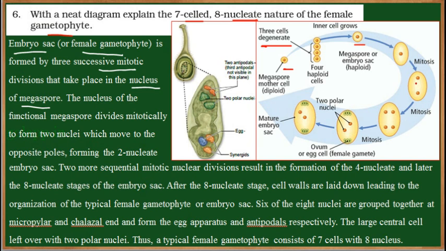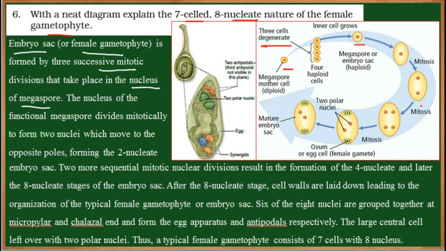So once it reaches the opposite end, the nuclei divide again, giving rise to 2 nuclei. So at each end there are 2 nuclei at opposite poles, forming the 2-nucleate embryo sac. 2 more sequential mitotic nuclear divisions result in the formation of the 4-nucleate stage. So first it forms the 4-nucleate and later the 8-nucleate stage of the embryo sac.